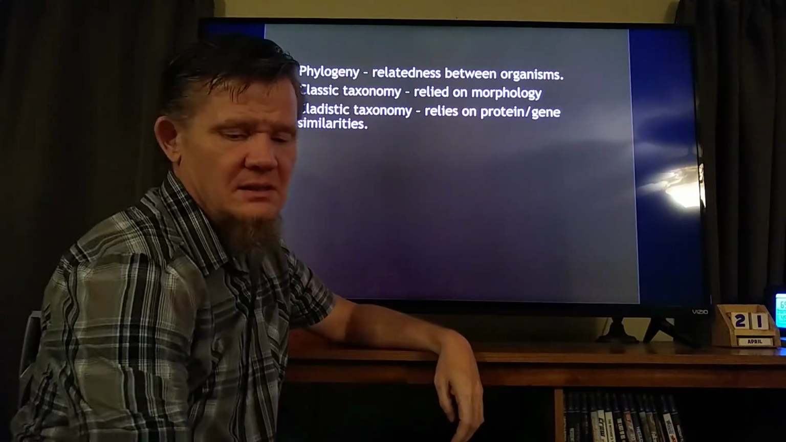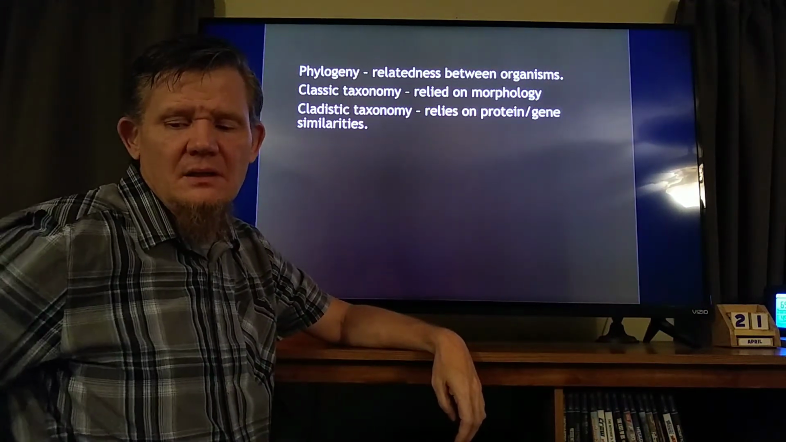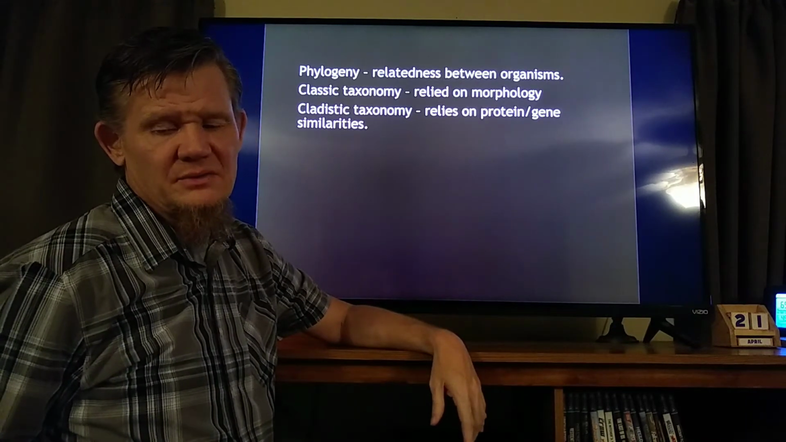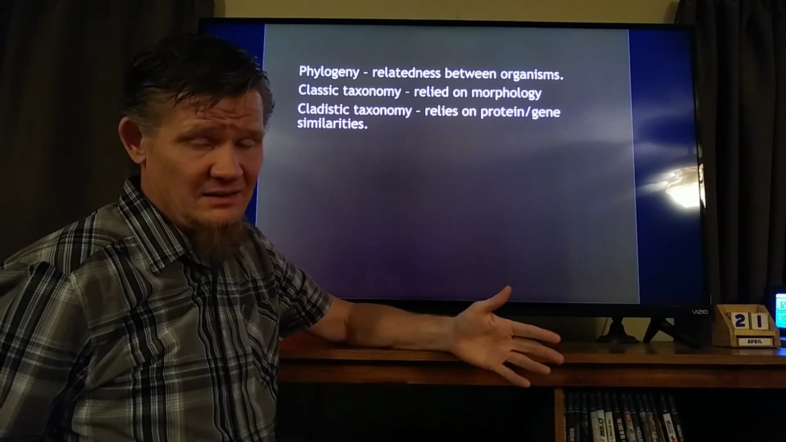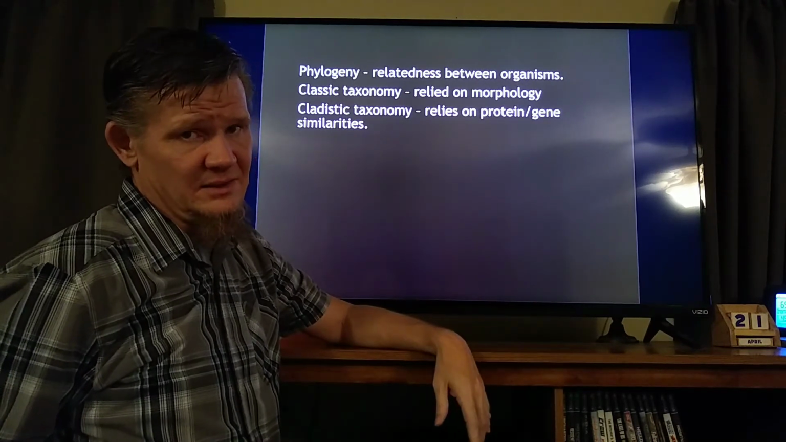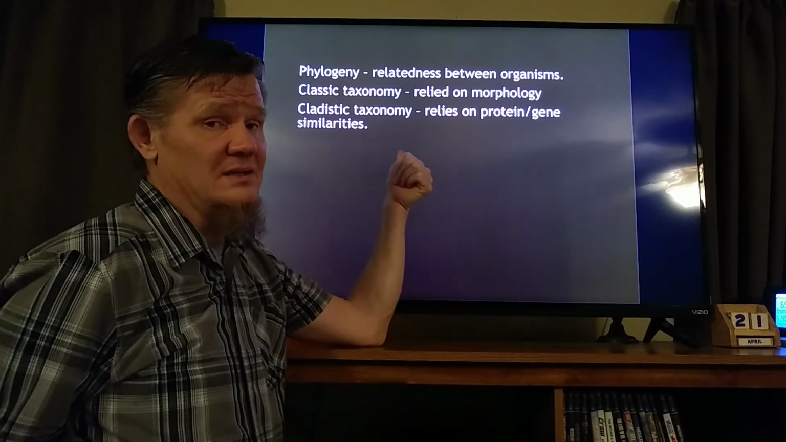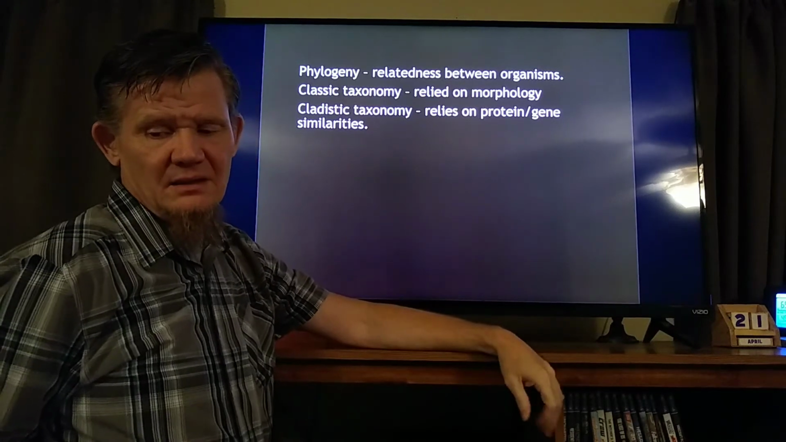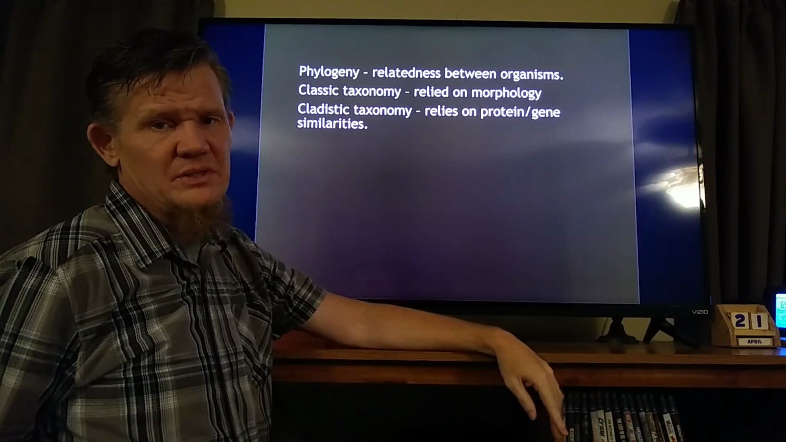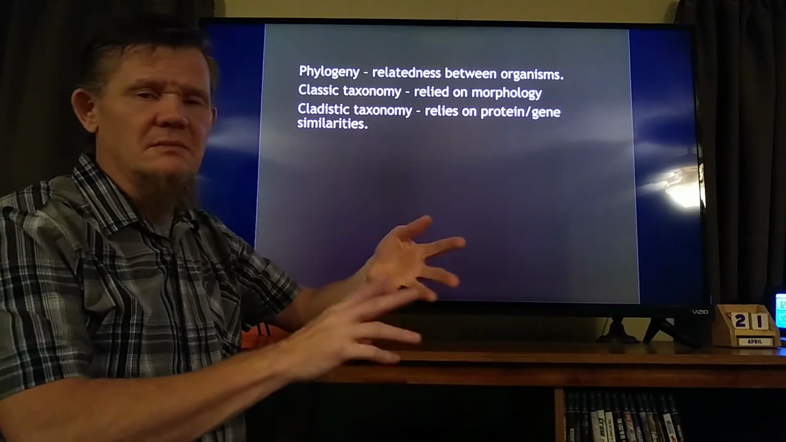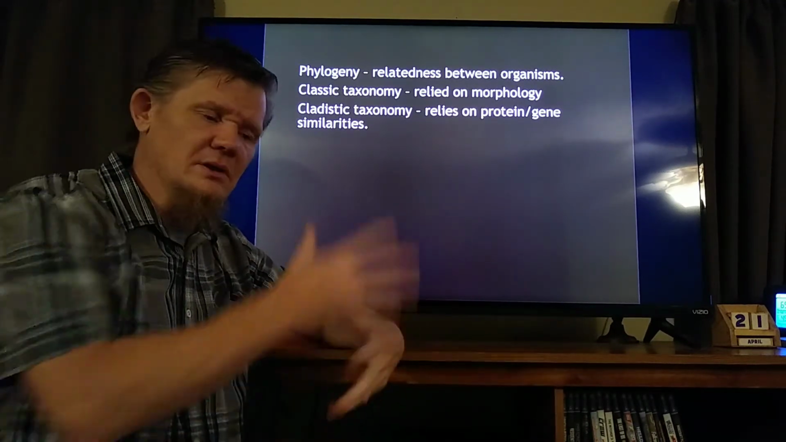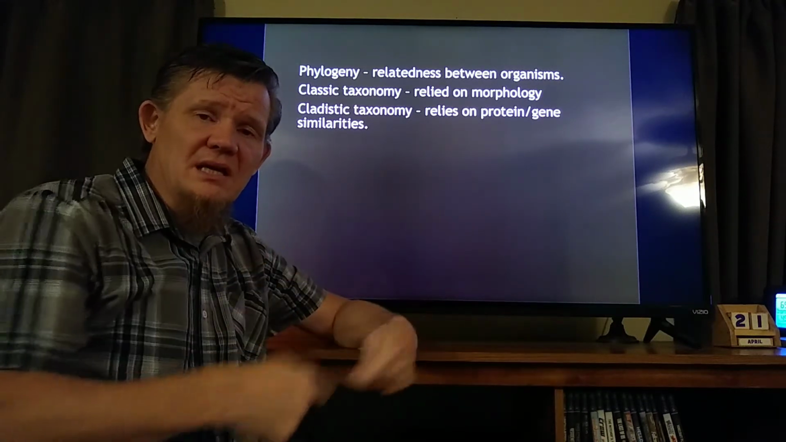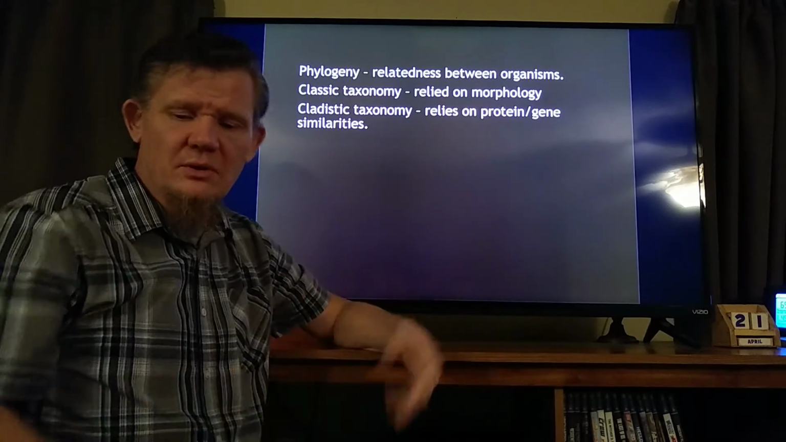Phylogeny studies how things are related to each other. Classic taxonomy in Linnaeus's day relied on morphology, just body shapes, because they didn't have DNA technology back then. They didn't have molecular technology back then. We didn't really even have this technology until probably the 70s or 80s. Cladistic taxonomy relies on protein and gene similarities, and we talked about that looking at the hemoglobin. You look at the shapes first, and then you look at the DNA, and you compare the DNA sequences. The ones that are more similar are more closely related to each other.